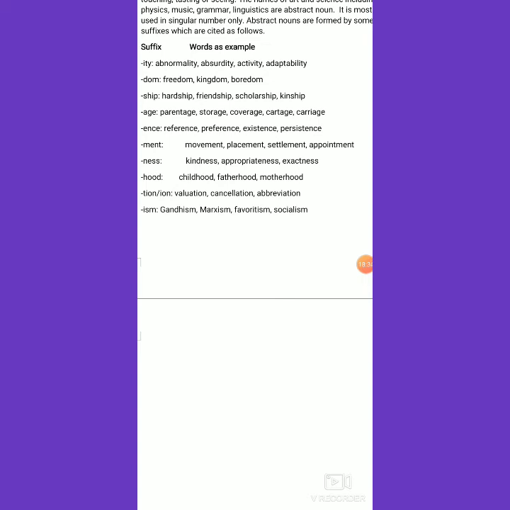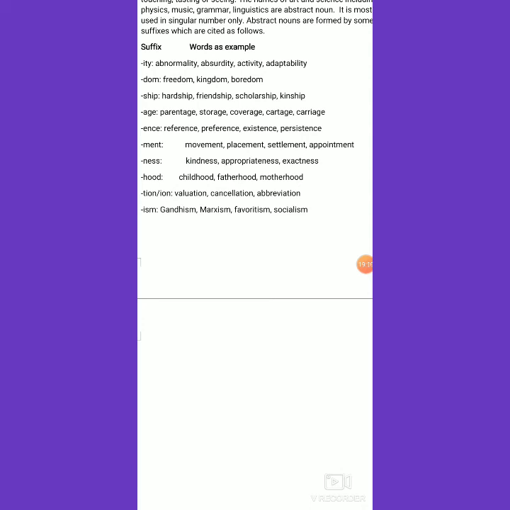But so far as the ness suffix is concerned, we observe that ness is used with an adjective to change that adjective into an abstract noun. We have the examples of kind, appropriate, and exact. And these basic words are all adjectives by nature. And from those adjectives, we have the abstract nouns kindness, appropriateness, and exactness.